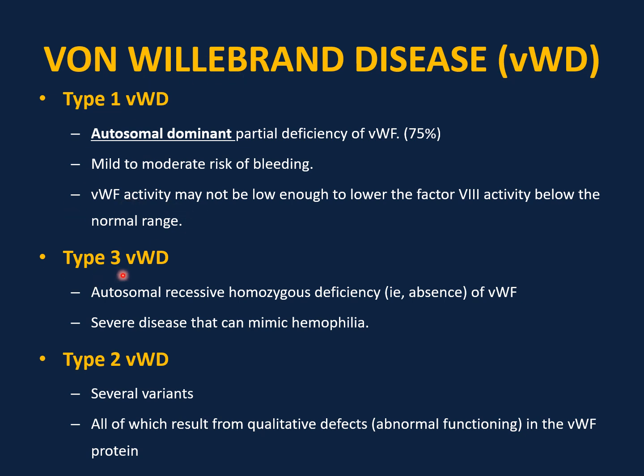Type 3 is the easiest to diagnose because of the severity, is autosomal recessive because of absence of Von Willebrand factor, and this presents with symptoms similar to hemophilia and prolonged PTT because of severe deficiency of factor 8. Type 2 is the most difficult to diagnose.